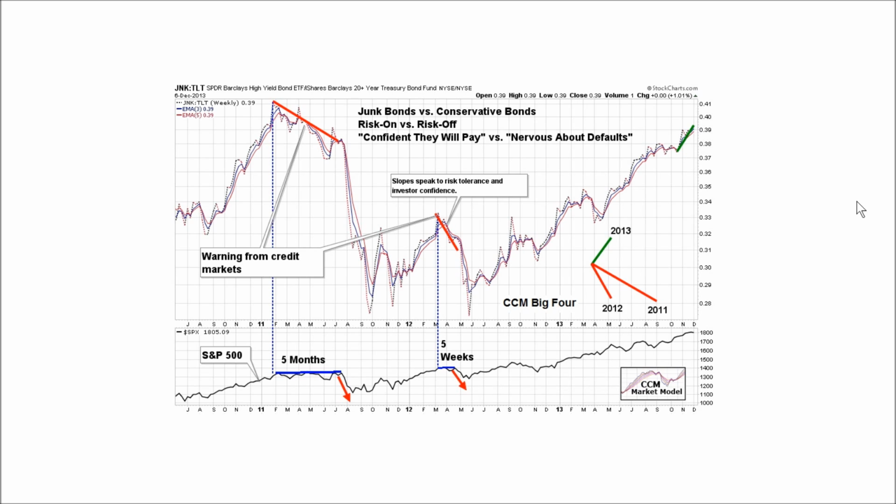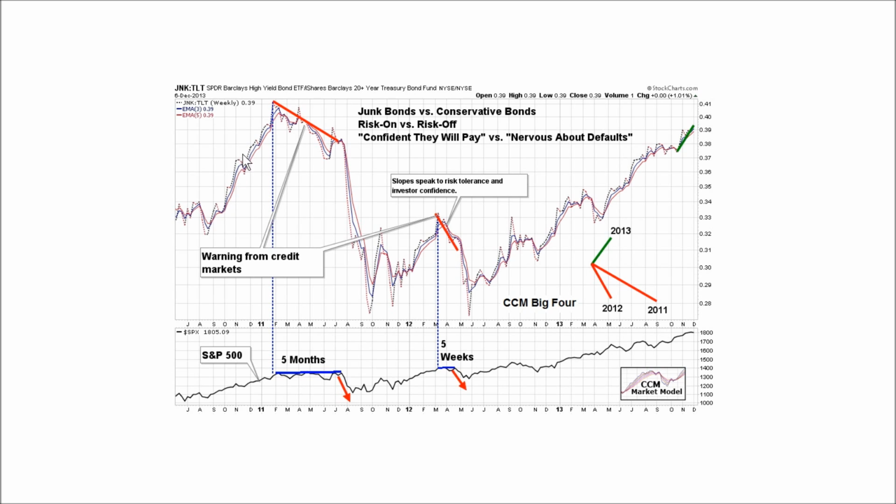This is a weekly risk-on, risk-off chart used in the CCM market model. It's one of the CCM Big 4 charts that summarize the big picture in terms of the market's tolerance for risk. We're looking at weekly JNK junk bonds, or higher yielding bonds, relative to more conservative treasuries. It's a risk-on, risk-off chart.